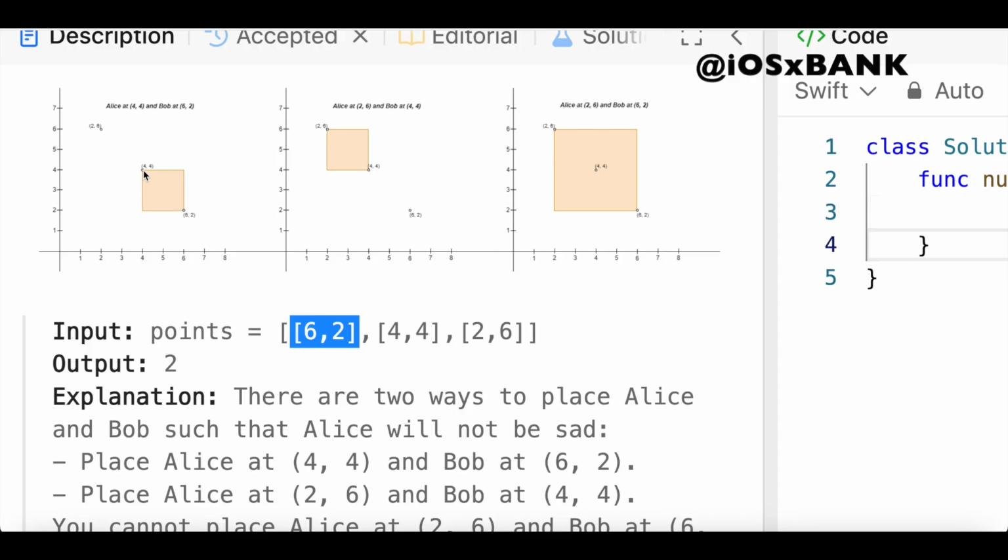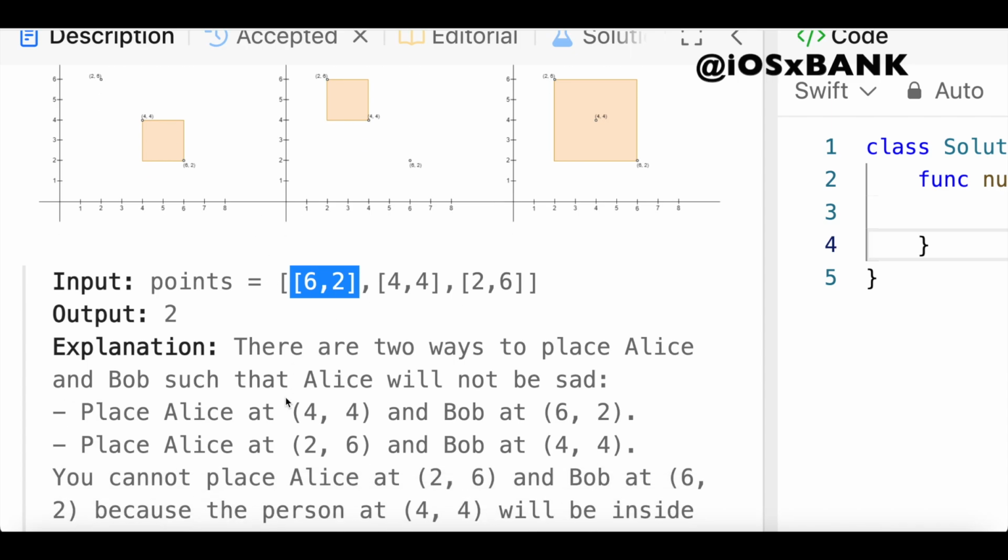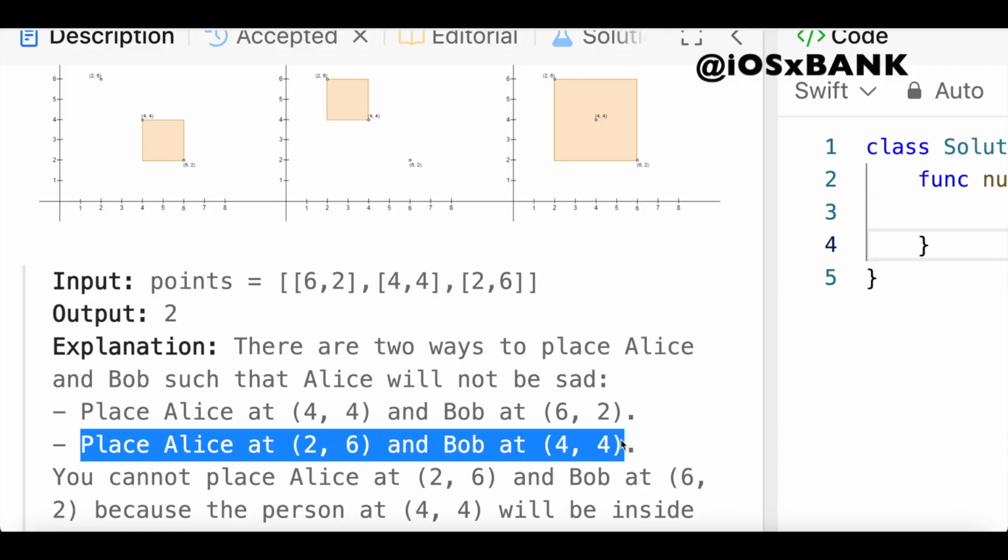We have Alice at the upper left corner. We have Bob at the lower right corner. And then the third person is all the way over here, far away from the fence, so Alice is not sad. Similarly to the second option, we could place Alice at 2-6 and Bob at 4-4.